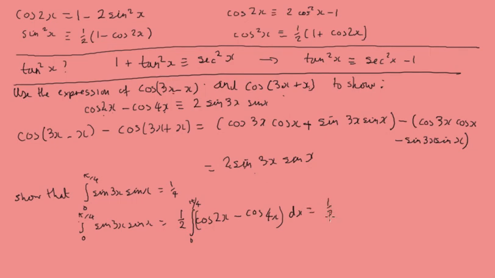So that's going to be a half sine 2x minus a quarter sine 4x. Substituting our limits in, we'll get half minus 0 minus 0, which gives us a quarter, which is what we wanted to show. So I hope that helps.